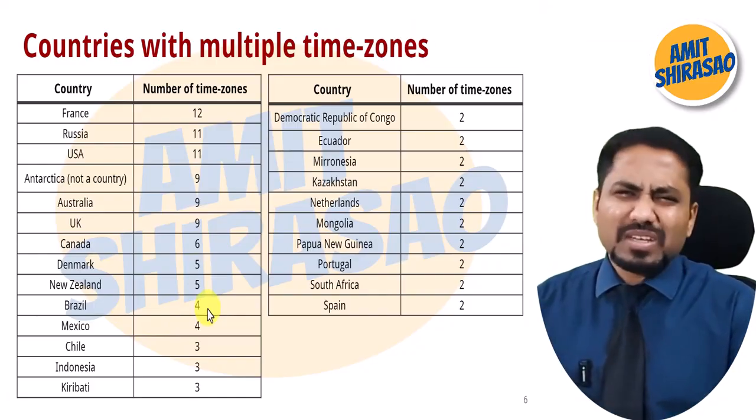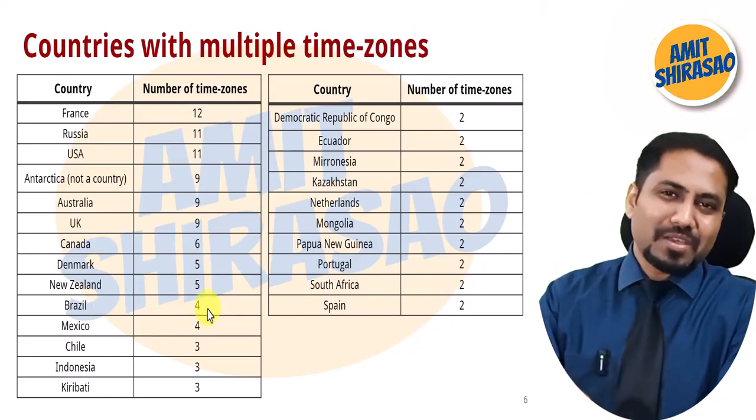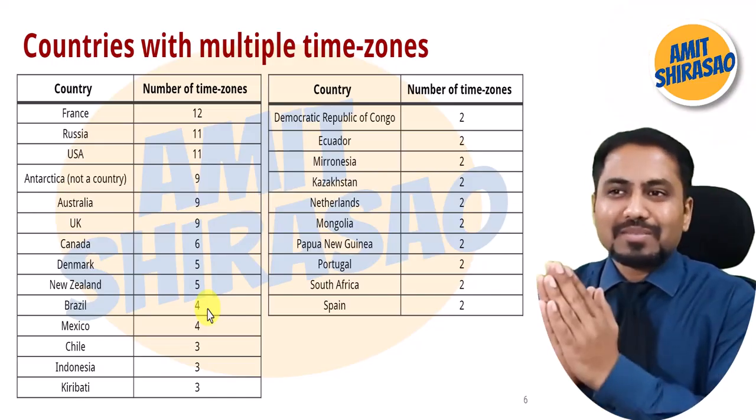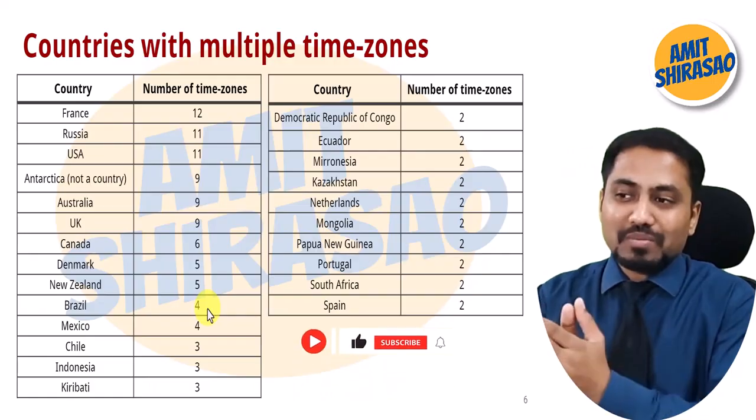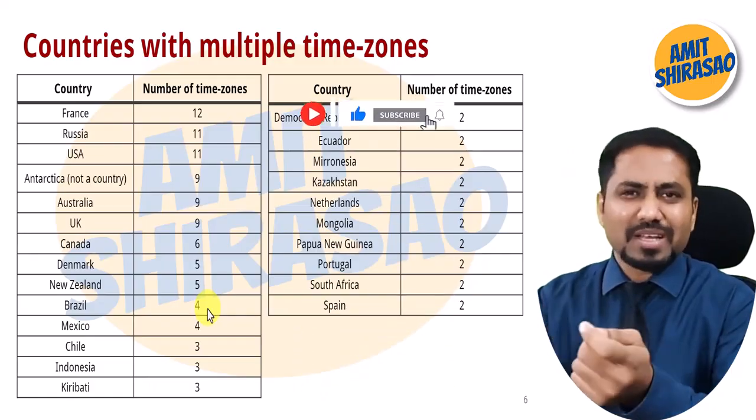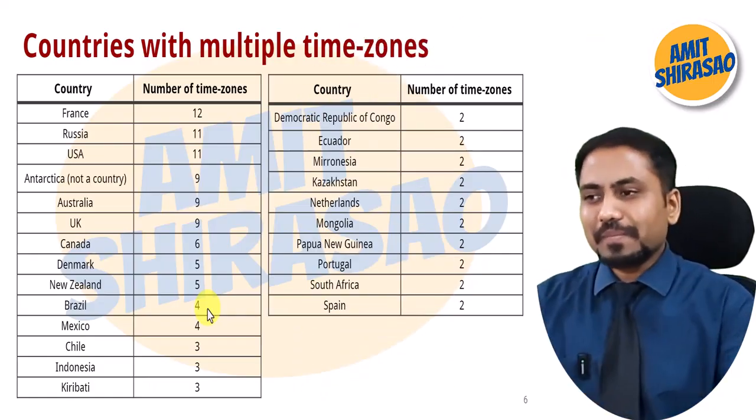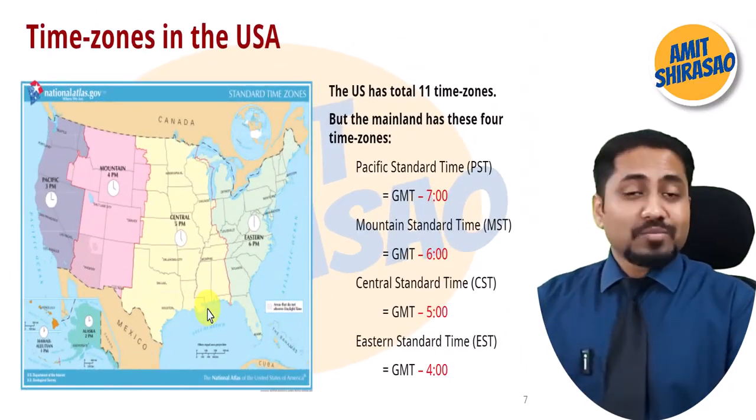So Brazil is very much similar to India, economy wise also, and it also used to be an agrarian economy. So there is a lot of similarity between India and Brazil. Okay. Time zones in the US.